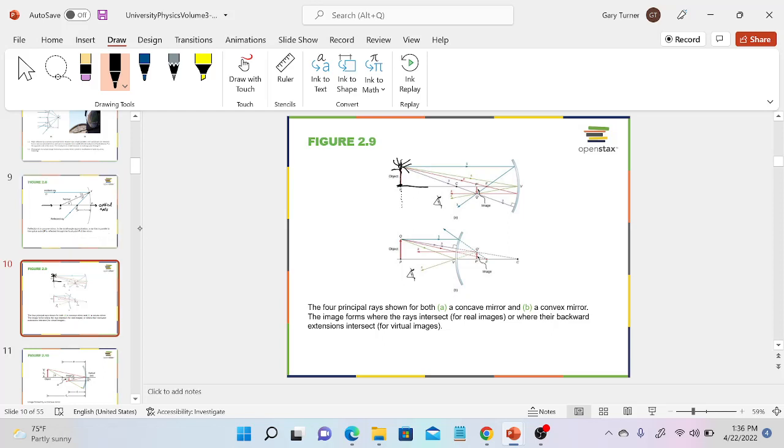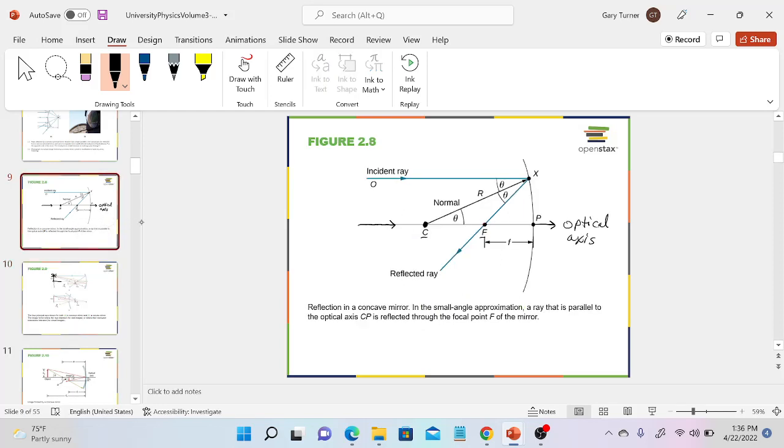Again, a candle is emitting rays in all directions. Sometimes the rays will just happen to be of a special direction. If you have a spherical concave mirror and an incoming incident ray that is parallel to the optical axis, then when that ray hits the mirror, it will get reflected through the focal point.